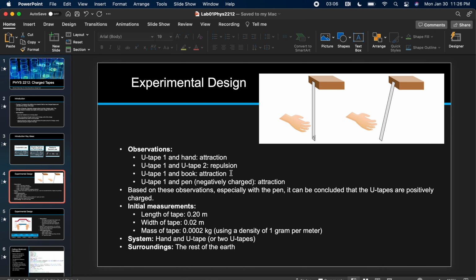Some initial measurements here were the length of the tape was 0.20 meters, the width of the tape was 0.02 meters, and the mass of the tape was 0.0002 kilograms, and we used the density given of some Scotch tape. The system is the hand and U-tape, or the two U-tapes. We're going to see that in the next slide. And the surroundings is the rest of the Earth.